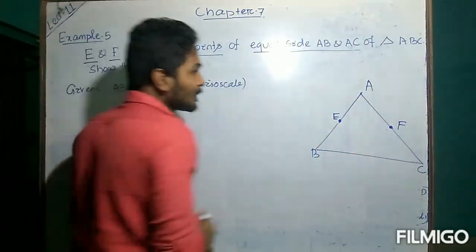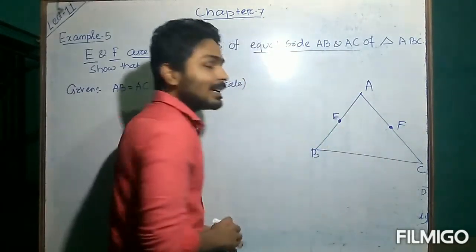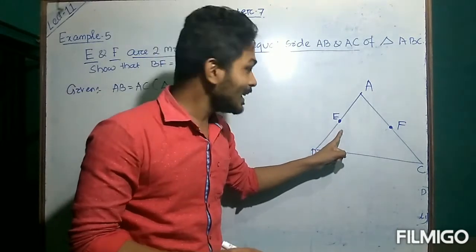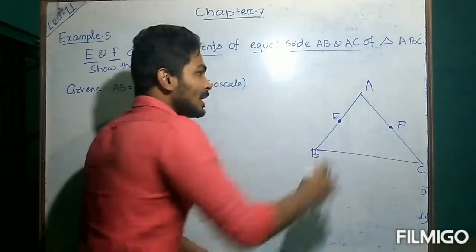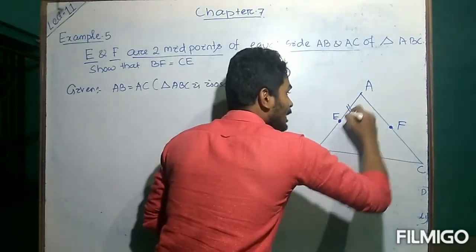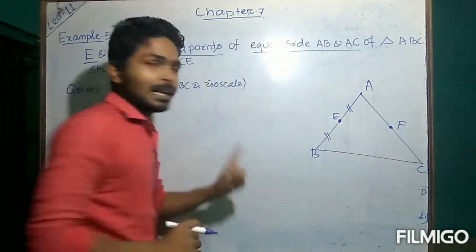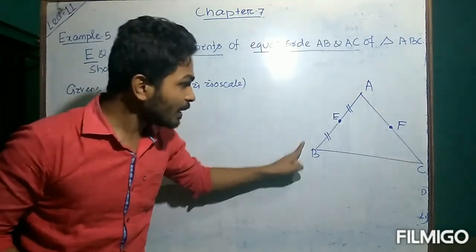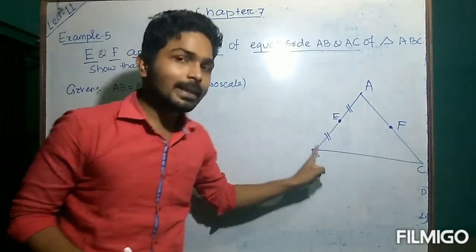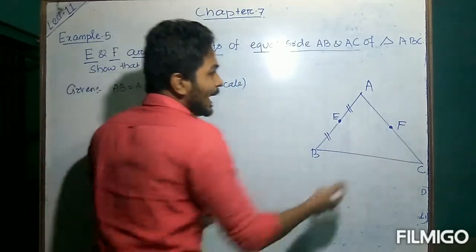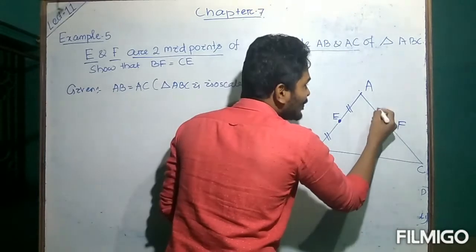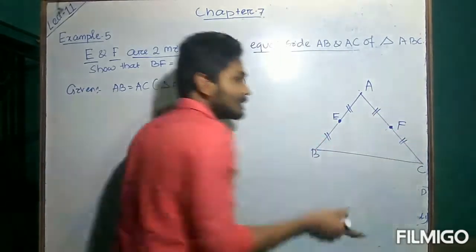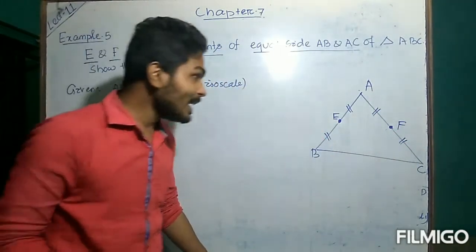Simple. Since E is the midpoint, it means what? E bisects the line AB into two equal halves. So AE is equal to EB. Clear? E is the midpoint of AB. Next, F is the midpoint of AC, so AF is equal to FC. This is also clear.